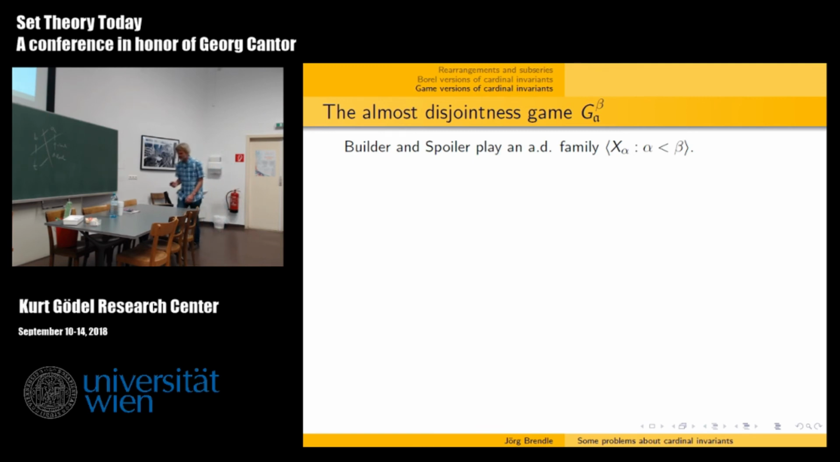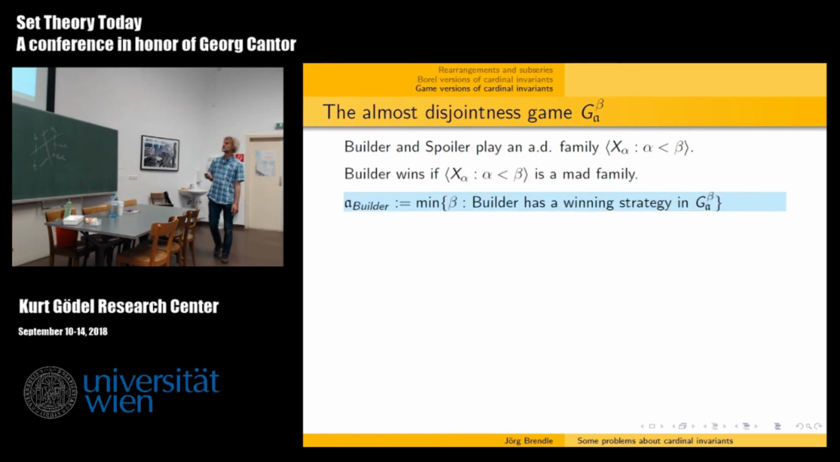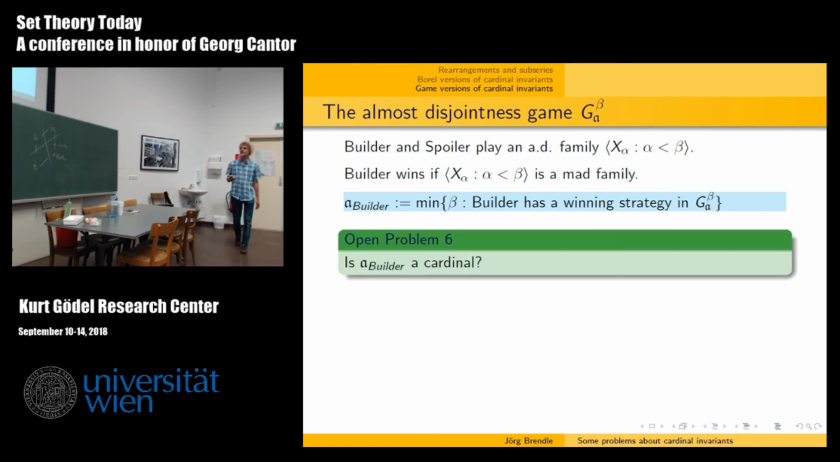I come to my last slide now, so I have like 1 minute maybe. Just one more game, and it's basically the same thing, except that now we play an almost disjoint family. Before we played a filter base, now we play an almost disjoint family. The rules are the same. The X_alpha builder plays in even runs, spoiler in odd runs, and the X_alpha have to be almost disjoint, and builder wins if a MAD family is played, and A_builder is the minimal length beta such that builder has a winning strategy in the beta length game.